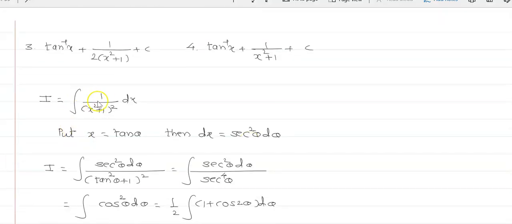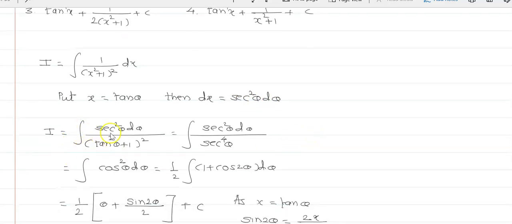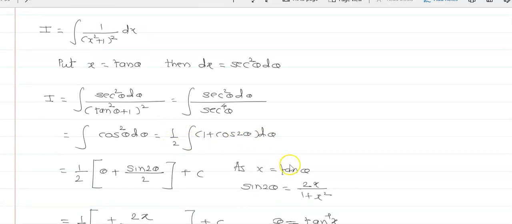Therefore, I is equals to integral 1 upon (x square plus 1) bracket square dx, x is equals to tan theta, dx is equals to sec square theta into d theta. I is equals to integral sec square theta into d theta upon (tan square theta plus 1) bracket square. Tan square theta plus 1 means what? Sec raised to 4 theta. And therefore, you will get 1 upon sec square theta, that will become cos square theta. That is 1 upon 2, (1 plus cos of 2 times theta) into d theta.